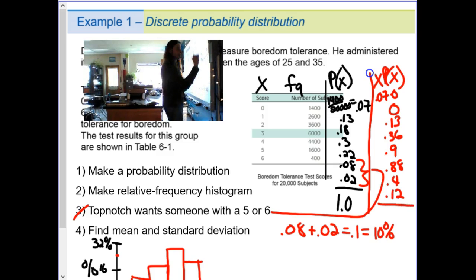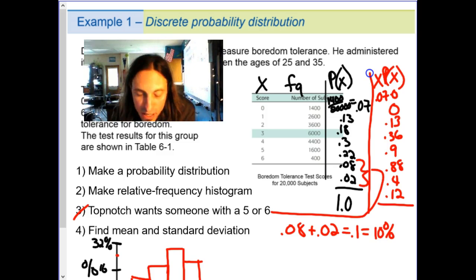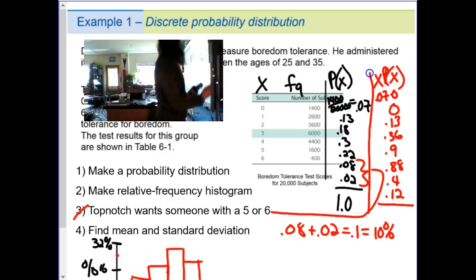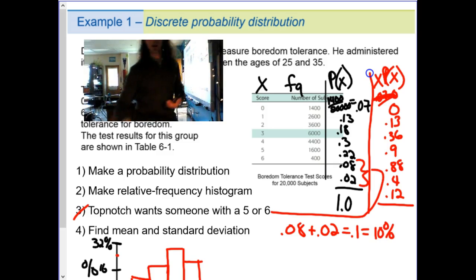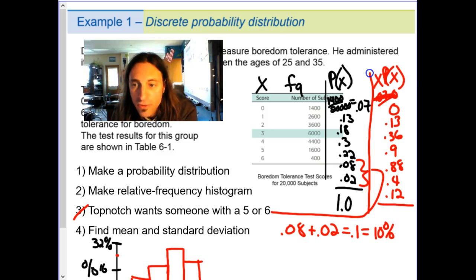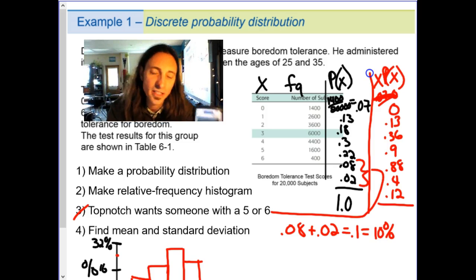And so if I add all of those up, and I am going to use my calculator here because I'm not going to try to do that one, right? And again, I just want you to see where this is coming from, right? I've got 0.13 plus 0.36 plus 0.9 plus 0.88 plus 0.4 plus 0.12, and I get 2.79. And guess what? That's the expected value.